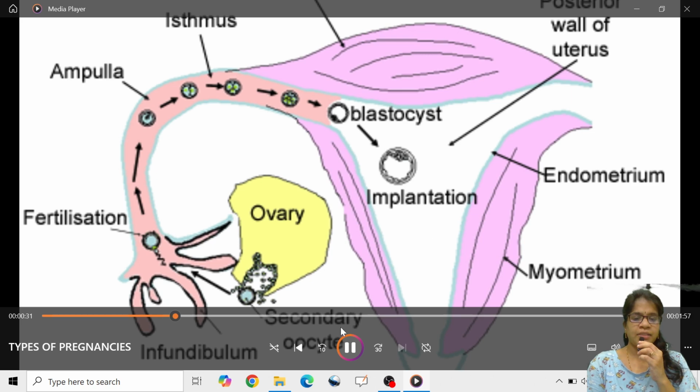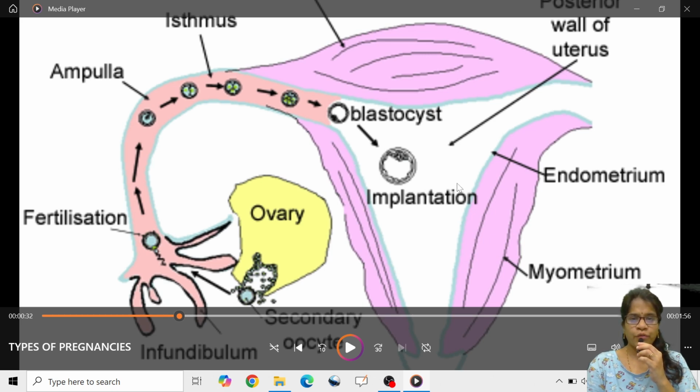See, this is the wonderful slide that I want to show you. We all know that implantation has to happen in the uterus part of your reproductive system. Ampulla is the region where the fertilization happens, right? Isthmus is the area where the process starts. Ampulla and isthmus are the main areas for fertilization, and the embryo finally moves into the uterus for implantation.